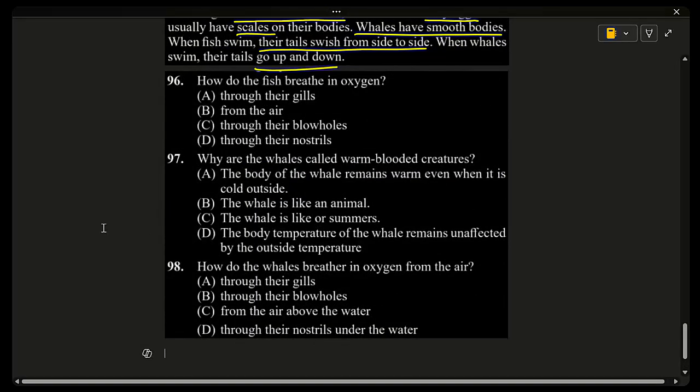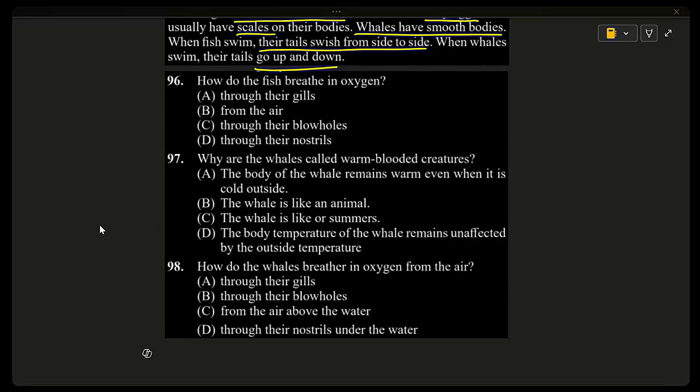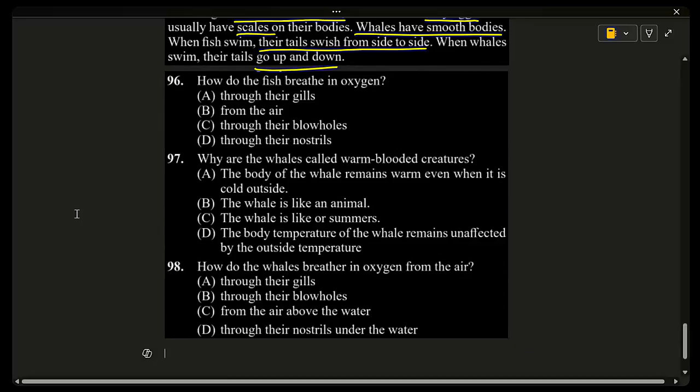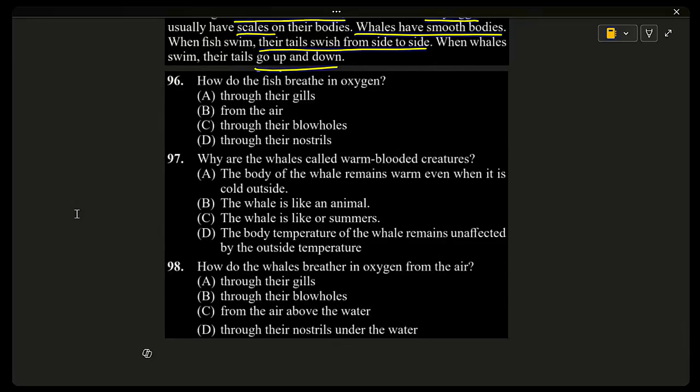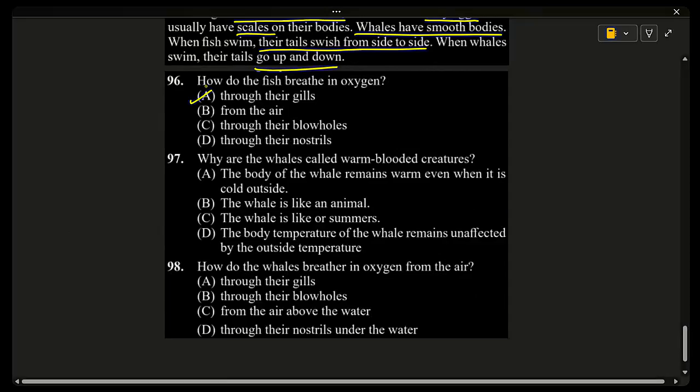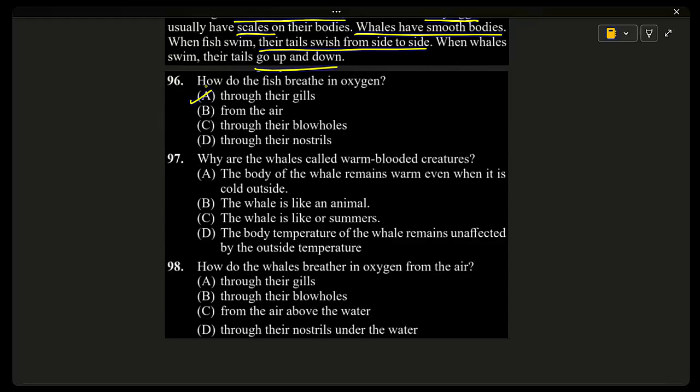How do the fish breathe in oxygen? Through their gills? Yes. From the air? No. Through their blowholes? No. Through their nostrils? No. Through their gills. So fish has a special mechanism called gills. Even when they are under the water, they can still breathe through their gills.